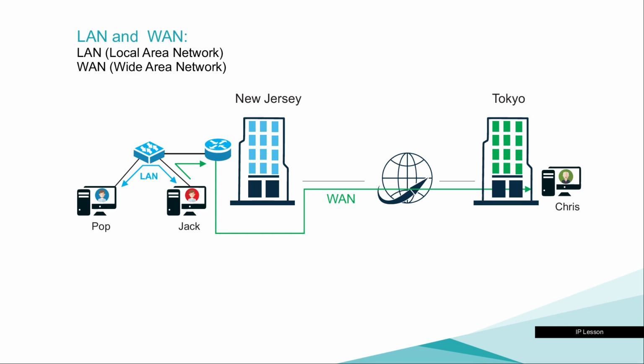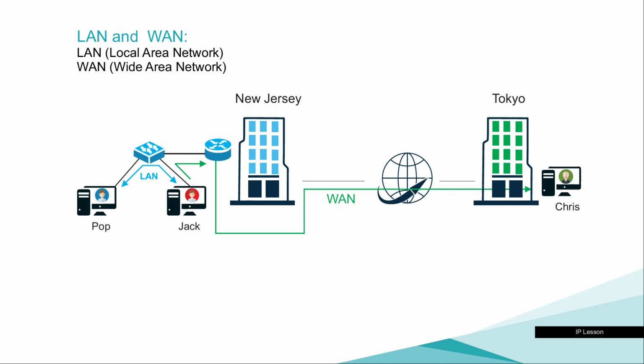As you can see in our example, we have a branch in New Jersey. In this branch, we have one router, one switch, and two end devices. When we talk about LAN, we're talking about our internal devices which are located in one physical location and controlled by us or our network engineer. So when Jack and Bob send data to each other using the internal network, this is called LAN.